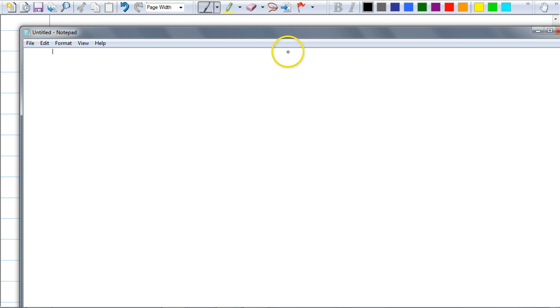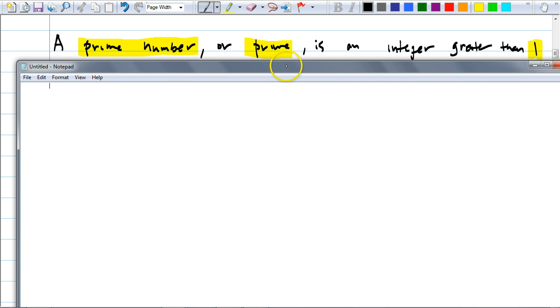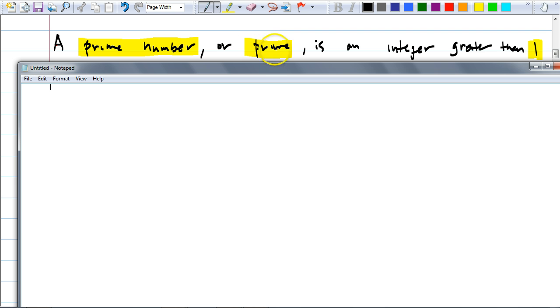You're exactly right. So here's how we define it. A prime number, or sometimes in short they just say prime, is an integer, so it can't be like 2.7 or something, and an integer greater than 1. So is 1 a prime number? No, it says it has to be greater than 1, so 1 doesn't count.